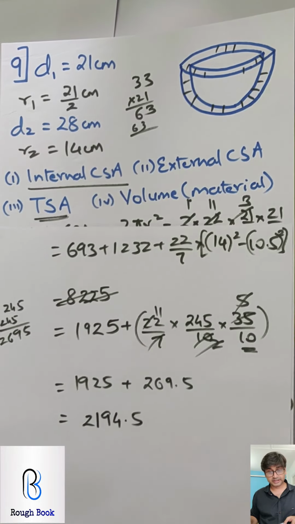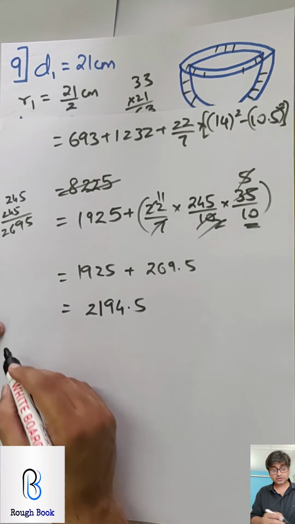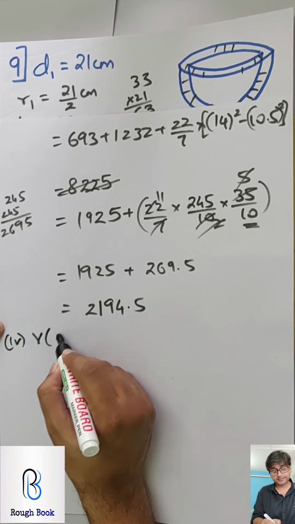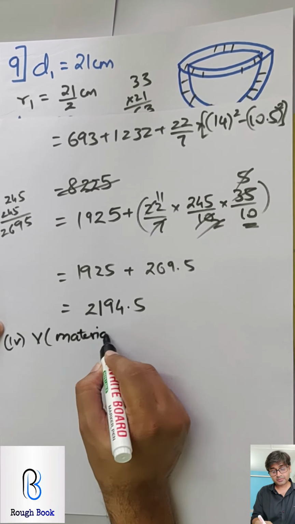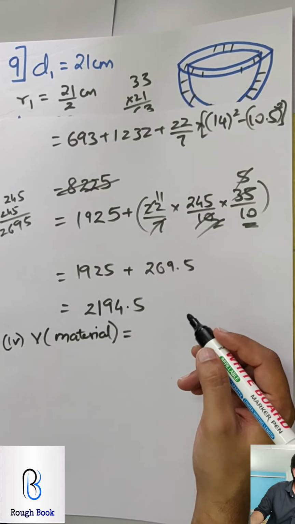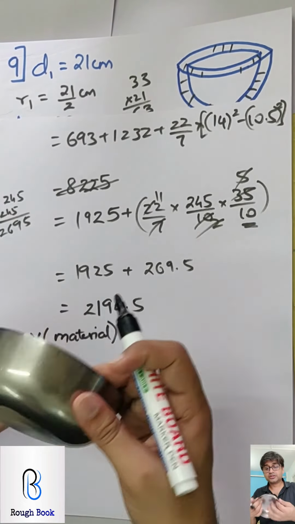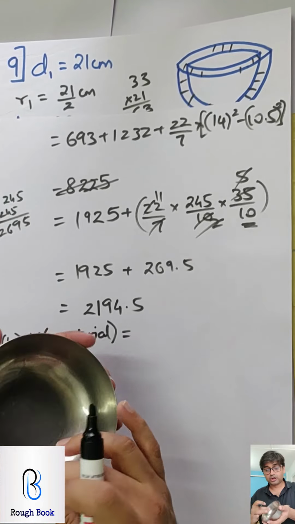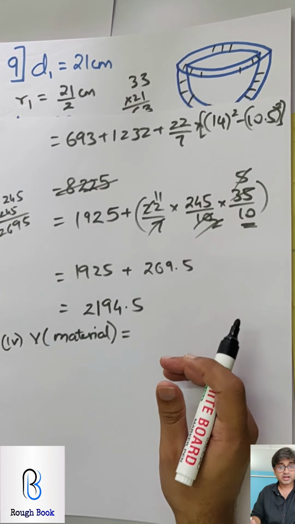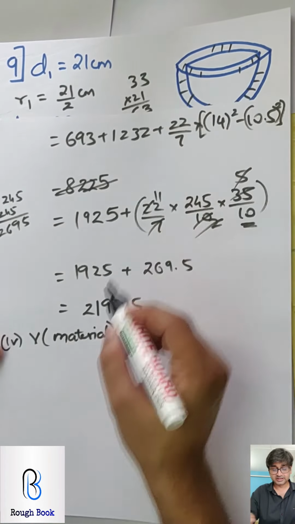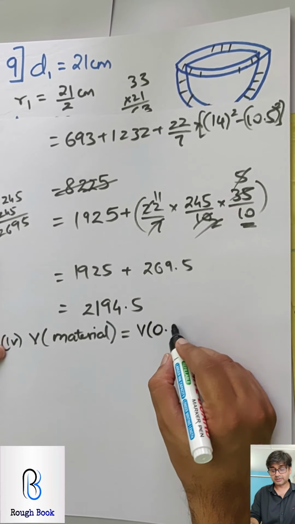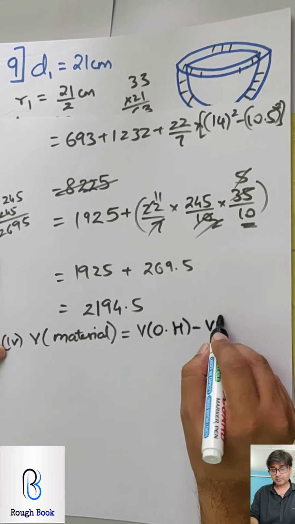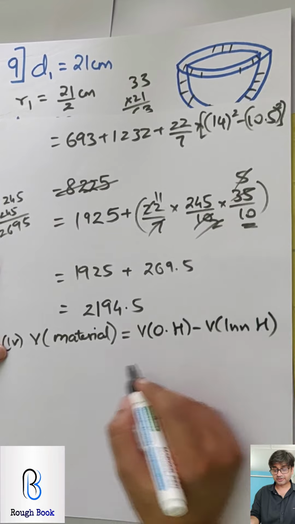Now volume of the material. Now this is slightly tough. So pay attention carefully. Don't go ahead. Volume of material. Material is basically this metal, right? So this metal ka material will be outer volume minus inner volume, that is this thickness, all right? So outer volume minus inner volume. So volume outer hemisphere minus volume inner hemisphere.